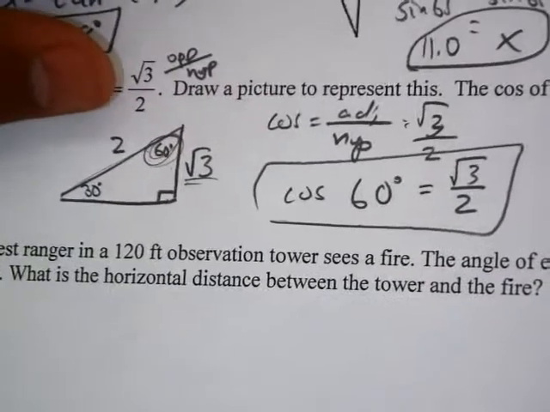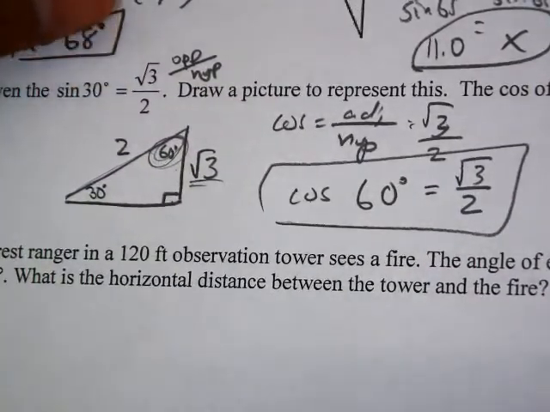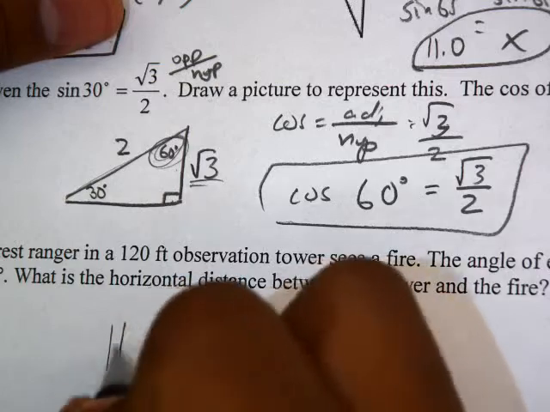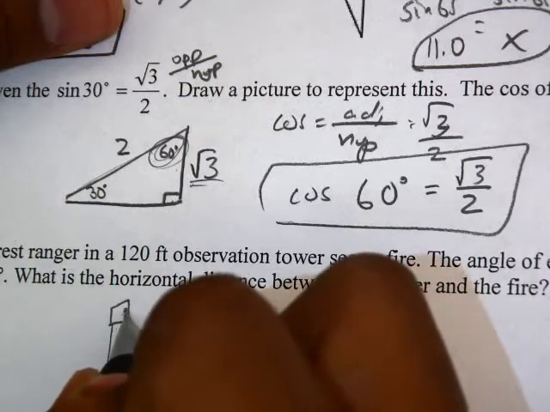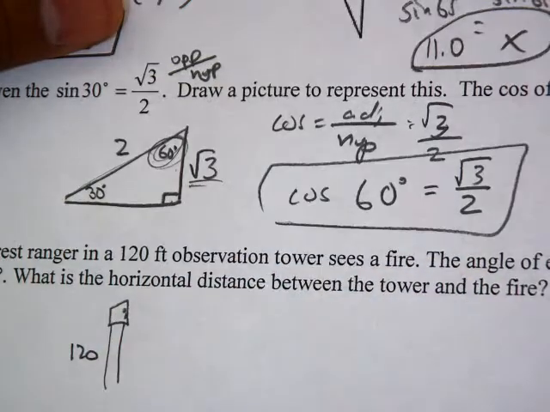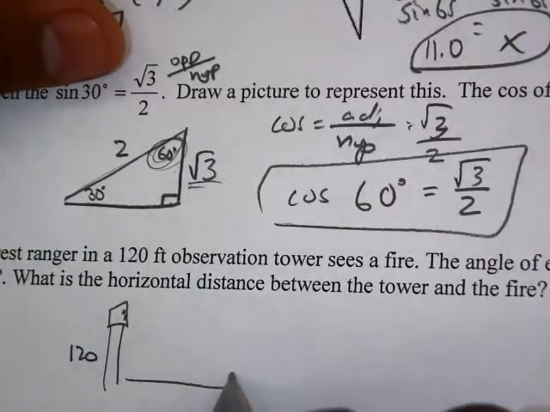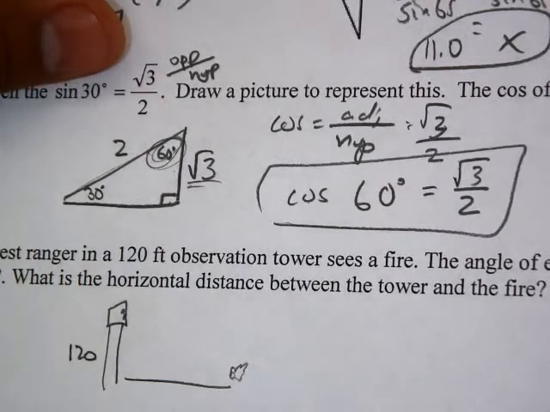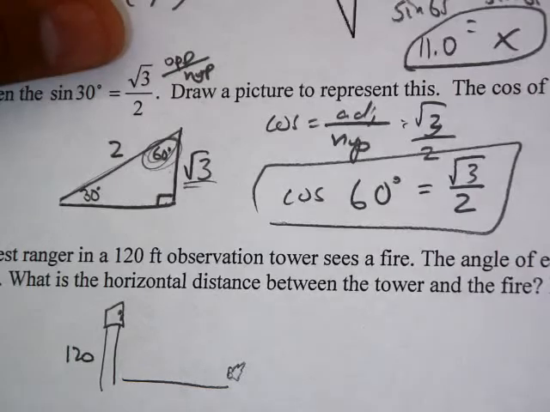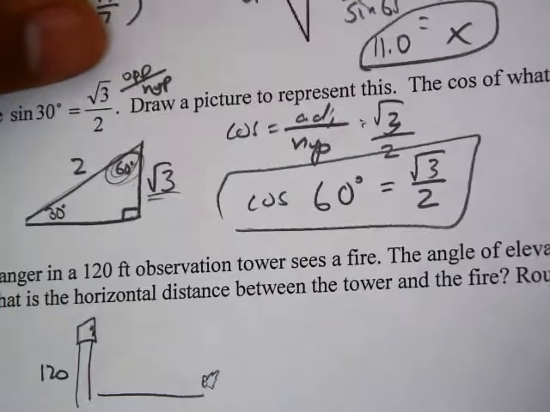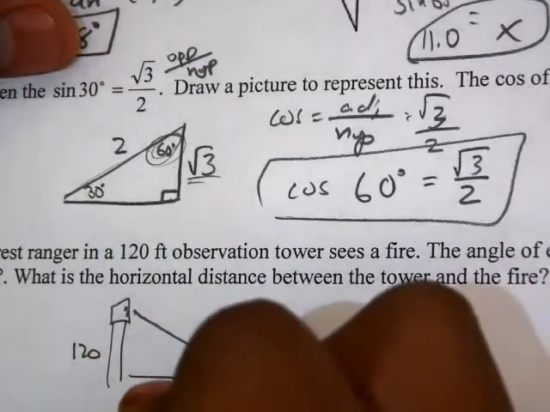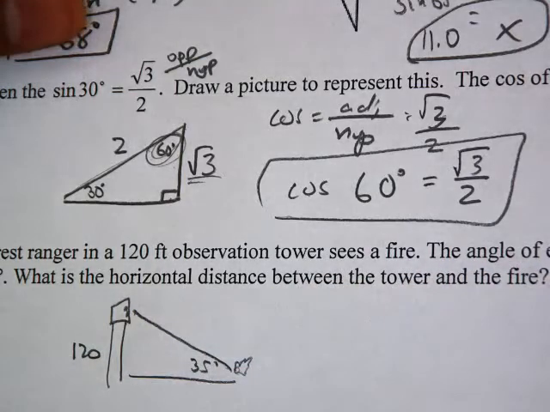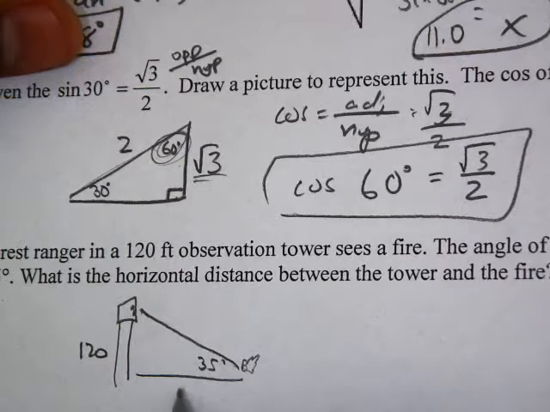So number 4, a forest ranger in a 120-foot tower sees a fire on the ground. The angle of elevation from the fire to the ranger is 35 degrees. What is the horizontal distance between the tower and the fire?